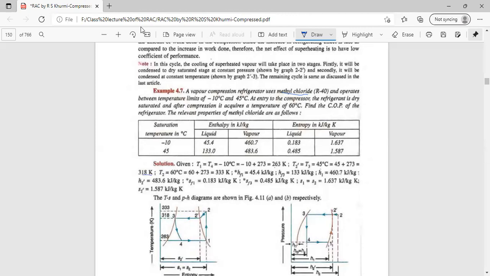Next, from the chart, let us find out what is our required enthalpy at points 4, 1, 2, and 3.